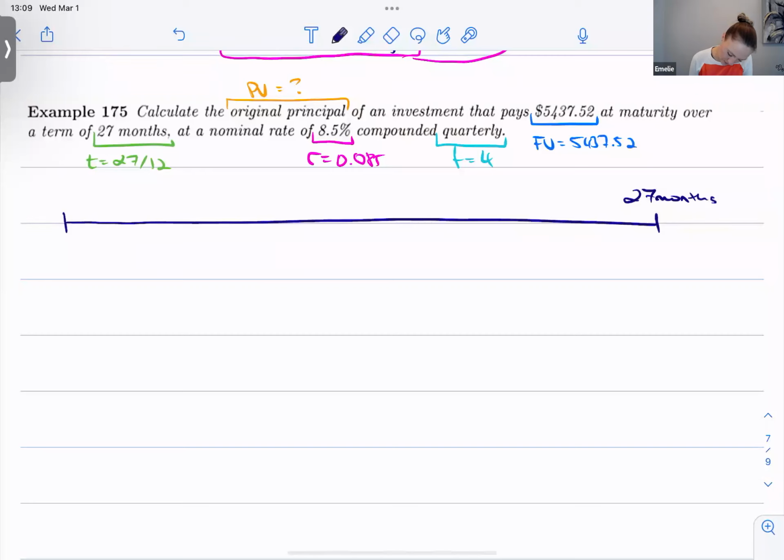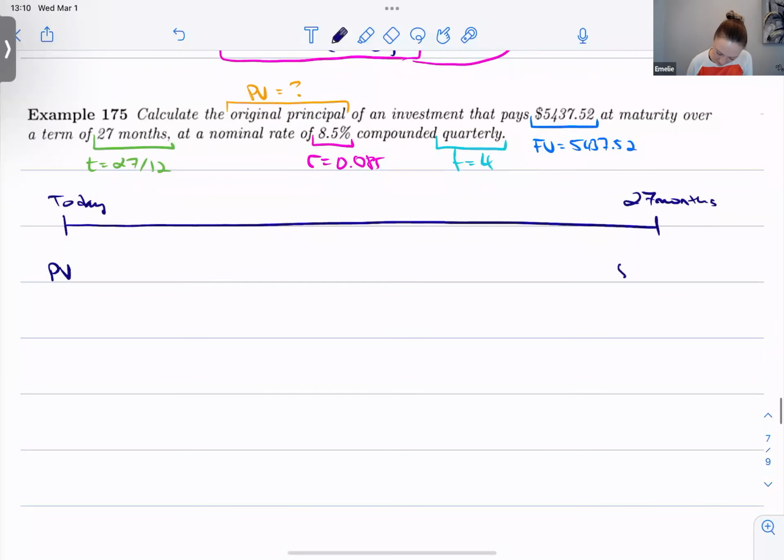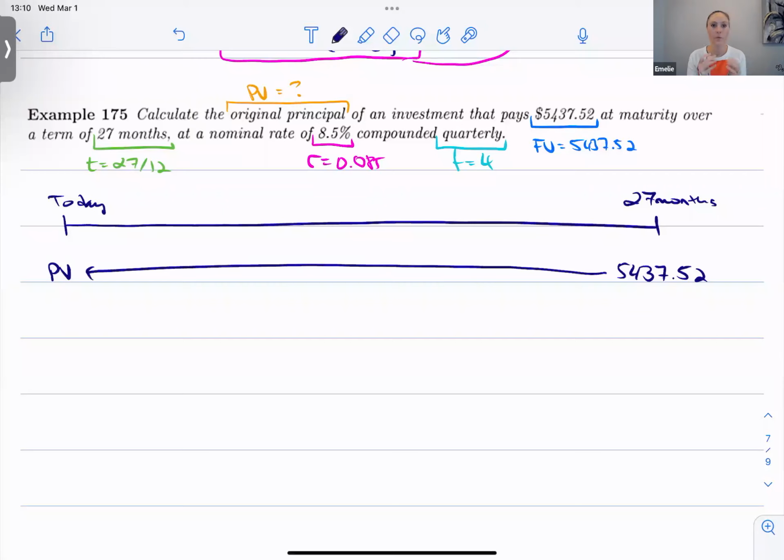So after 27 months, let's say from today, doesn't really matter. I want to know what is the principal value that builds up to $5,437.52. Now this 5,437.52 is being pulled back, so I'm going to indicate that with an arrow going backwards, right? Which means the principal value has to be less than 5,437.52.